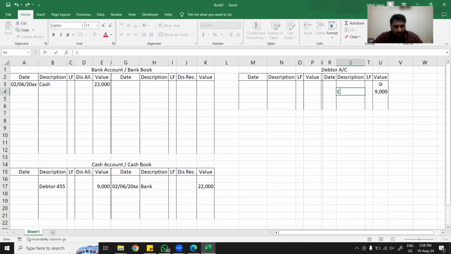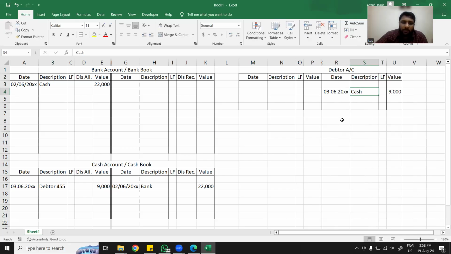Now you can switch the name. Here you can write cash, people. What is the date? 3/6. So if you are done with the entry, people, let me know. I'll give you a small note.